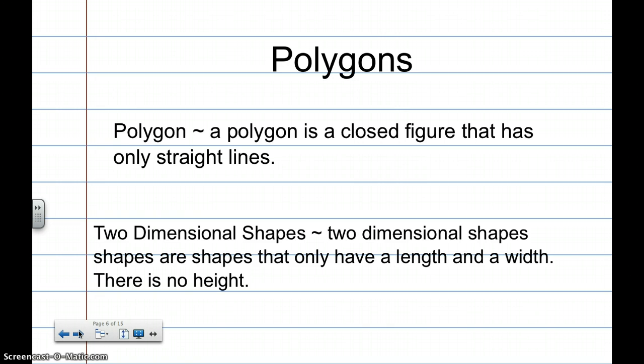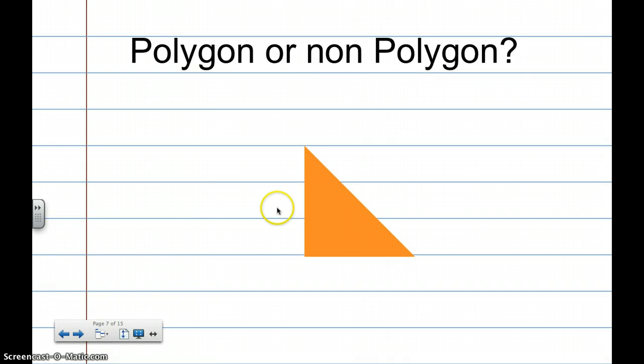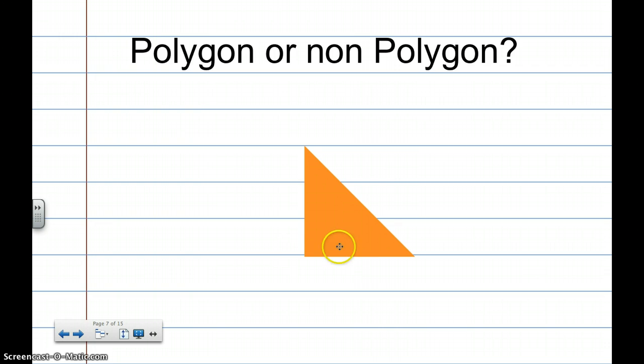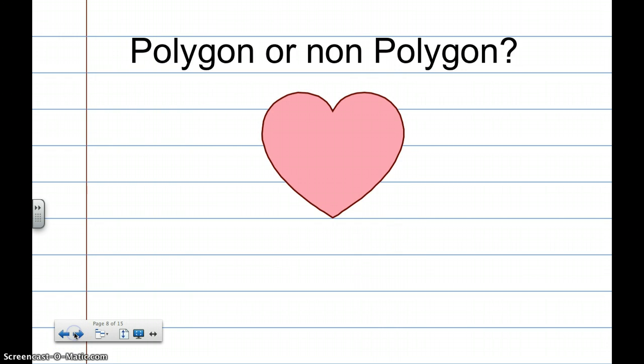Let's talk about a polygon. A polygon is a closed figure that has only straight lines. Two-dimensional shapes are shapes that only have a length and a width. There is no height. So this is a polygon because it has straight lines. If you go back to the definition, it is a closed figure with straight lines. This is closed. It has straight lines.